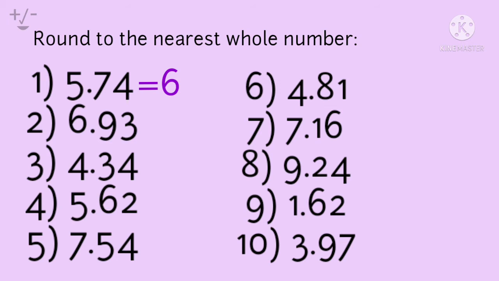In the second question, 6.93, we need to focus on the number 9. Since 9 is once again greater than 5, we would round up 6.93 to 7. In the third question, 4.34, we need to focus on the number 3. Since 3 is lower than 5, we keep 4 the same, so we round it to 4. In question 4, 5.62, we focus on the number 6. Since 6 is greater than 5, we round up 5.62 to 6.